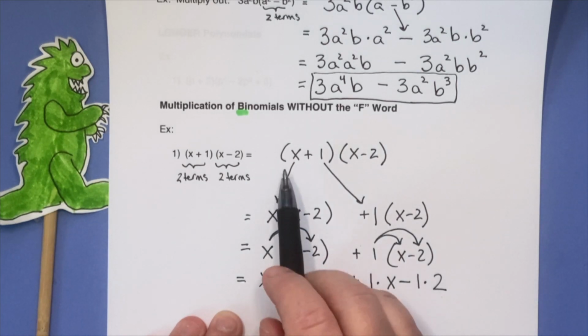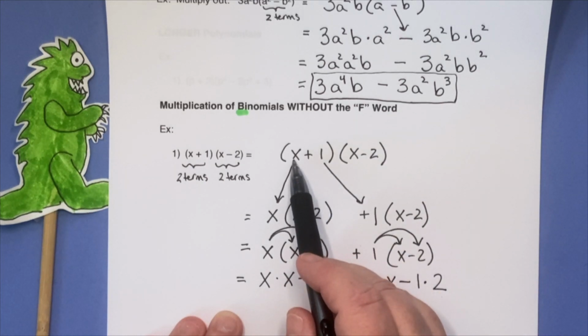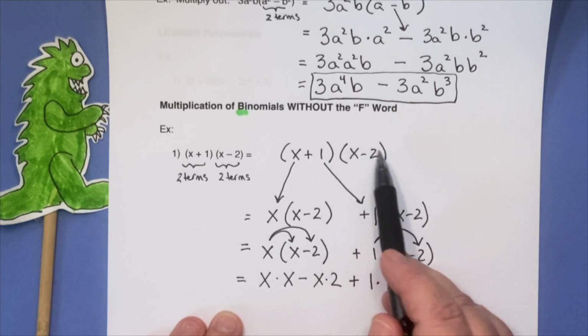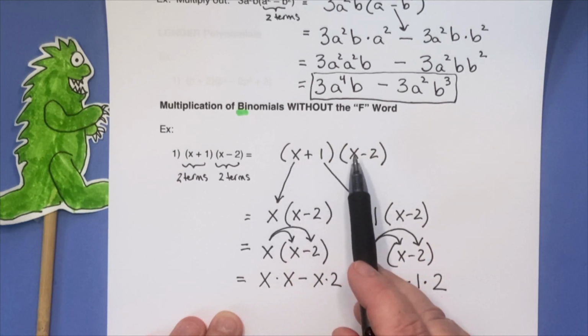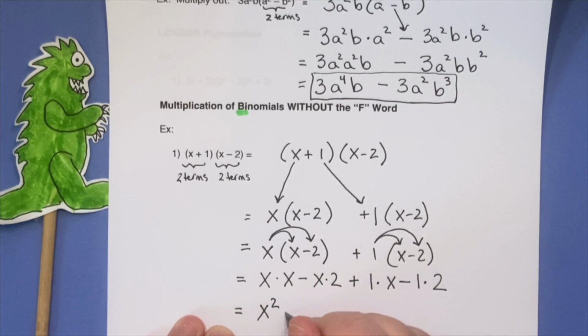Now, does x ever multiply times 1? Well, not this x. And does this x ever get to multiply times negative 2? No, they started out together. So this x mixes up with these two, and this 1 mixes up with these two. Okay, so then I end up with x squared minus 2x plus x.